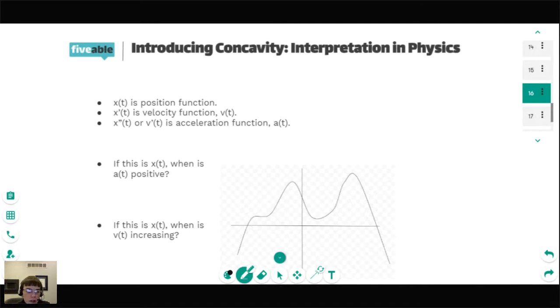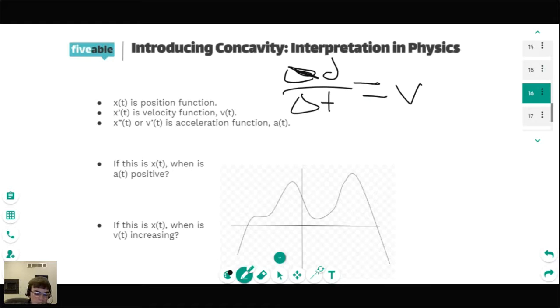Now, in the context of motion, if we've got x of t, your derivative is saying what is the instant rate of change with respect to time. So if we think about slope as rise over run, we're saying change in position or distance over change in time. And that is, of course, velocity. So the rate of change of your position is your velocity. That makes a certain logic to it.